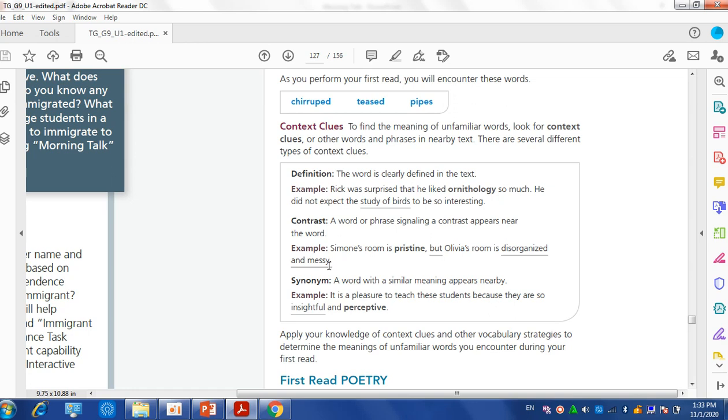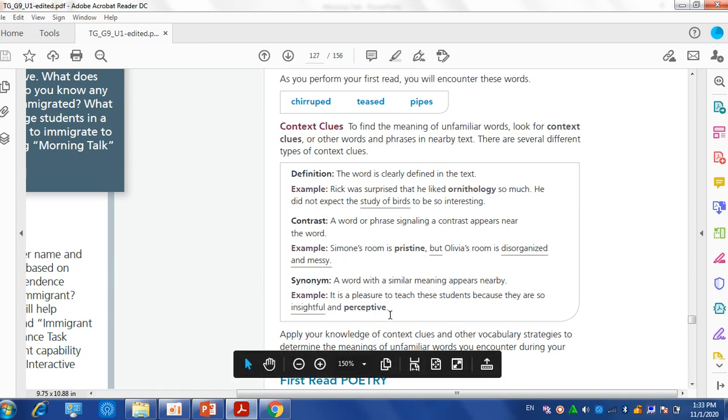The second example. Simon's room is pristine, but Olivia's room is disorganized and messy. Pristine, maybe you have met it for the first time, or you don't know what the meaning is. Read the context clues around it. We have "but", so this is the contrast. Disorganized and messy are the antonym of the word pristine. So pristine means organized or tidy.